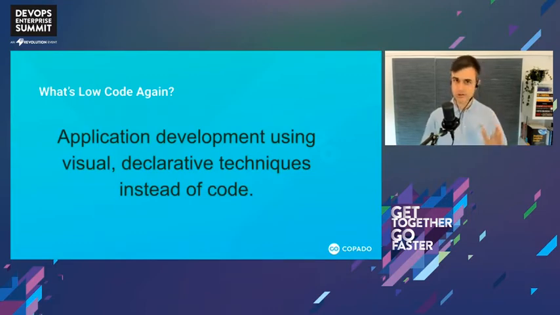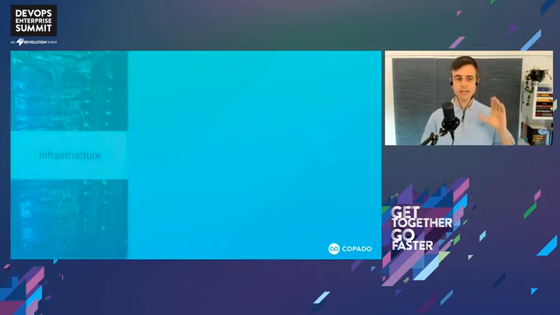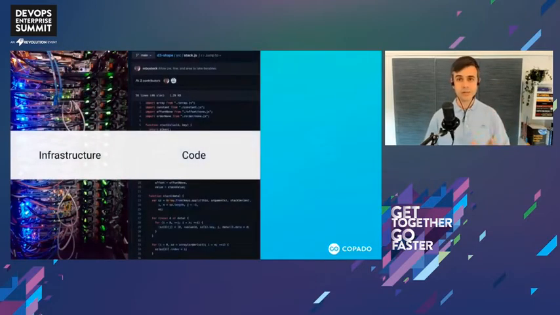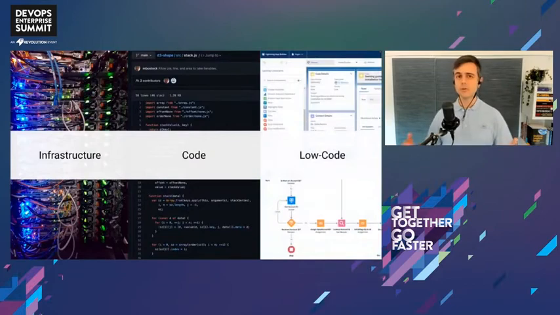So low code is application development using visual or declarative techniques instead of code. And just to make sure we're all on the same page about that, I think we all know what infrastructure is. We all understand what code is. So low code are systems that enable you to create a user interface like you see in the upper right, or create a flow of logic, business process logic like you see in the lower right, using visual or declarative elements.